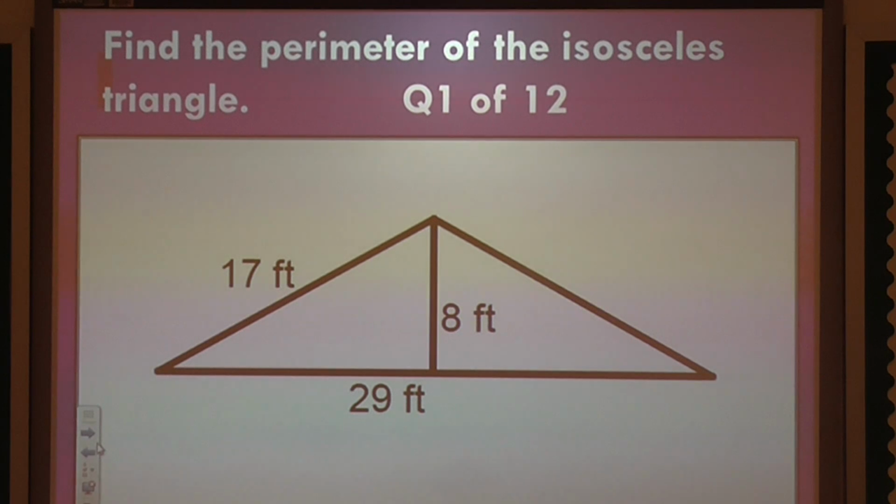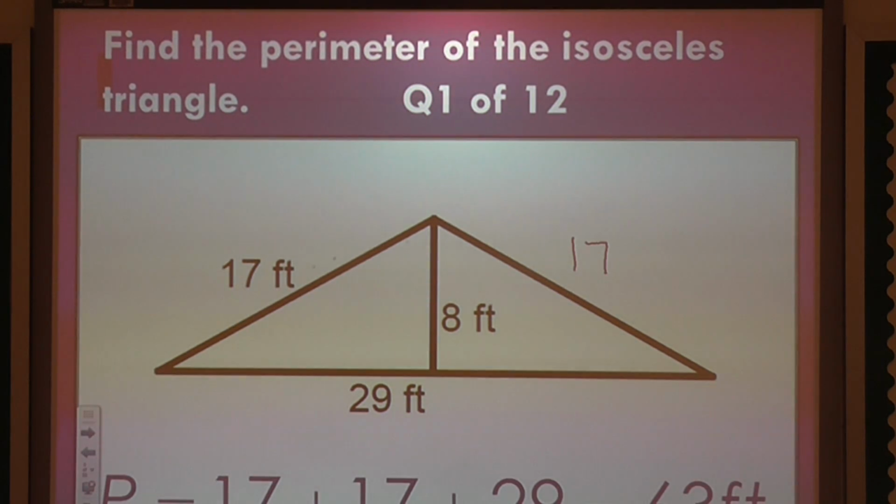All right, so the perimeter of the isosceles triangle. If this is an isosceles triangle, this is 17 feet, this is 29 feet. That means that this is also 17 feet. So we have 17 feet over here. So what we get at this point is we get 17 plus 17 plus 29 equals 63. That is the perimeter of this triangle.